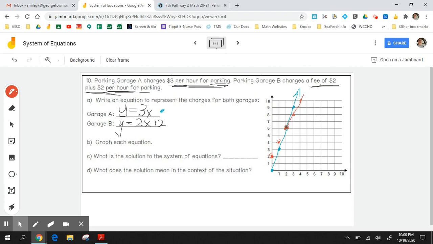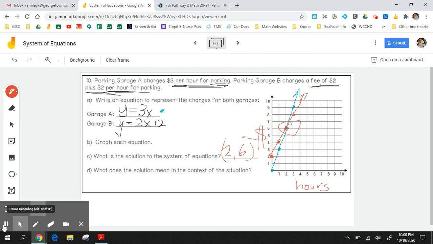They do intersect. It is slim, but they do. And it's right here at (2, 6). That is our solution. So what does that mean? You have 2 hours. These are our hours. And this would be our money. How much total cost we pay.